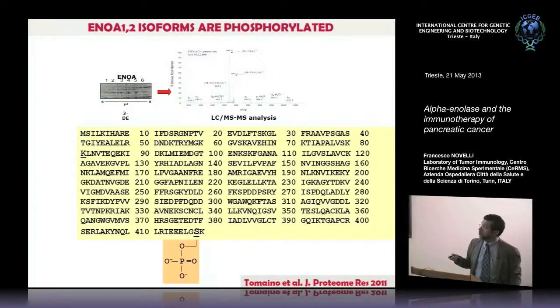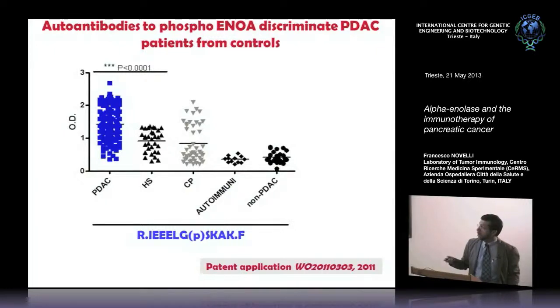So what this observation indicated is that alpha-enolase can be phosphorylated in this serine at position 419. And this is the epitope that is recognized by antibody in the pancreatic cancer patients. So this allowed us to develop an ELISA by generating a peptide that contains this phosphorylated residue.